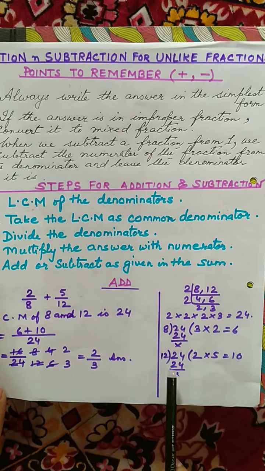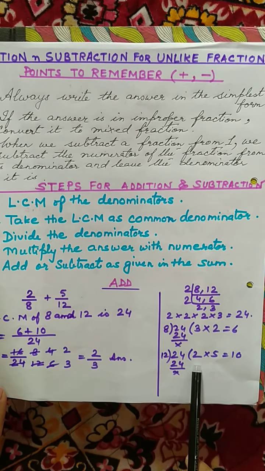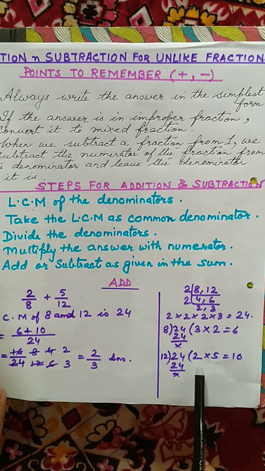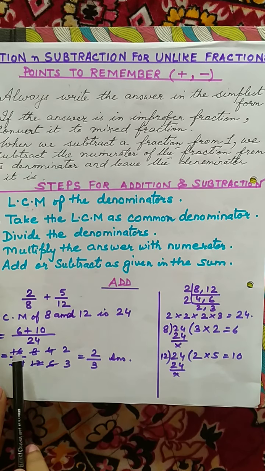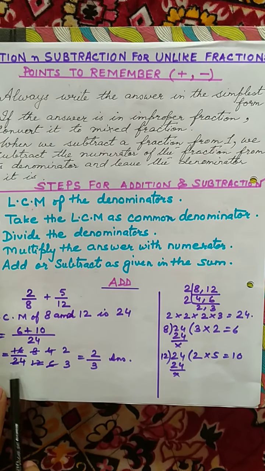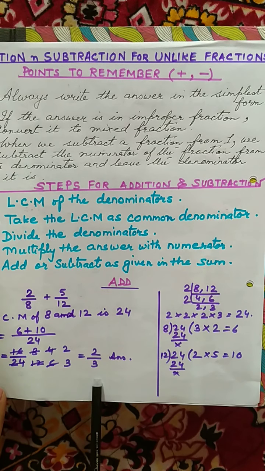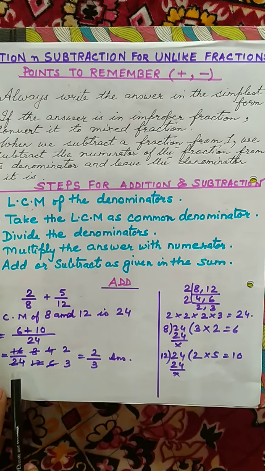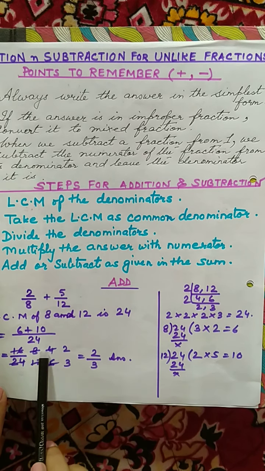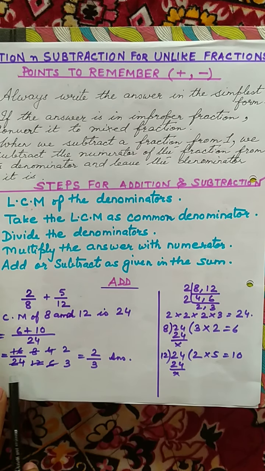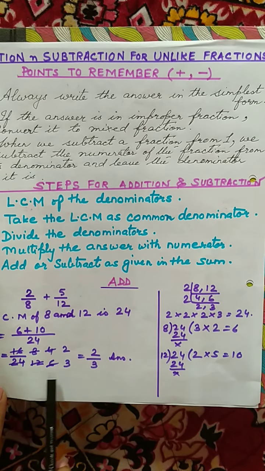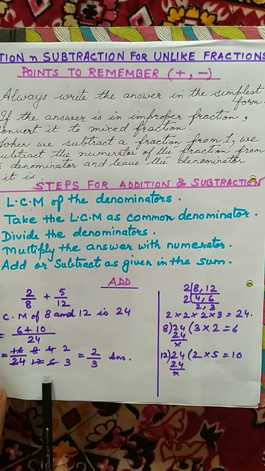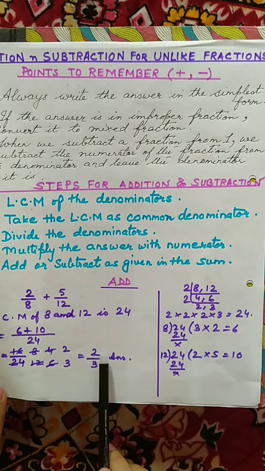We divide 24 by 12. 12 twos are 24. Multiply the answer with the numerator given. 2 into 5 is equal to 10. We write 10 here. 6 plus 10 is 16 by 24. Now we have to bring this down to the simplest form. So we divide 16 and 24 by 2. 2 8s are 16. 2 12s are 24. Again we can cancel by 2. 2 4s are 8. 2 6s are 12. 2 2s are 4. 2 3s are 6. So the answer we got is 2 by 3.